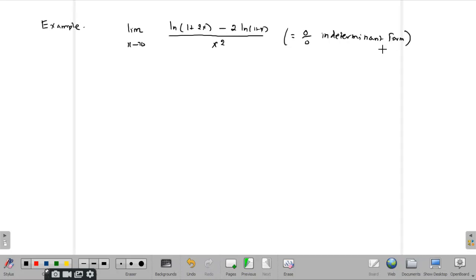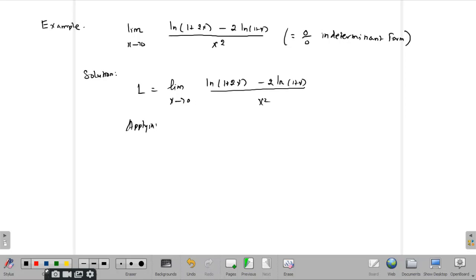So to avoid the indeterminate form, what to do? As we discussed in the previous question, we can apply L'Hopital rule. Log of 1 plus 2x minus 2 log of 1 plus x, by x square. Applying L'Hopital rule.